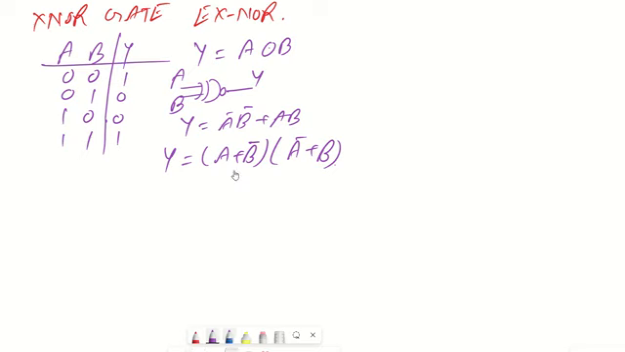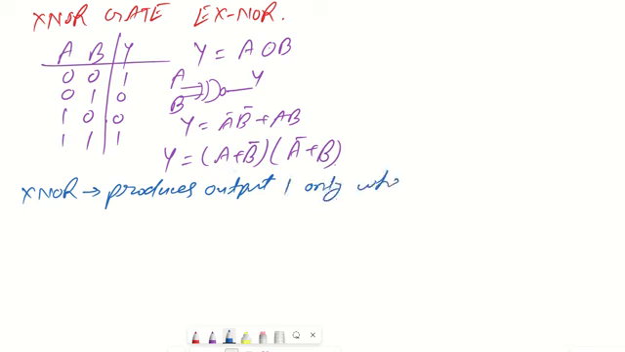Now one more thing we can see from the result is that my XNOR gate produces output as 1 only when, see, my output will be 1 when the number of inputs that are 1 is even. So basically when an even number of inputs are logic 0.